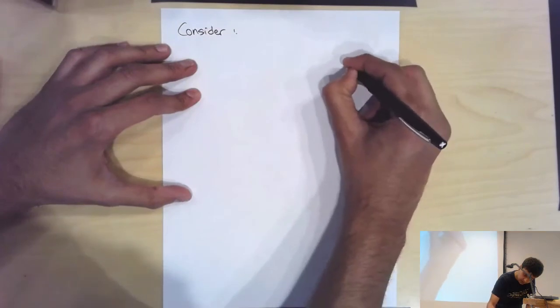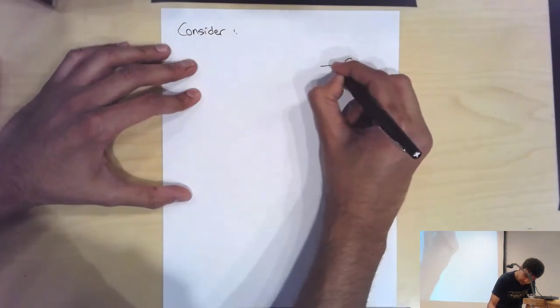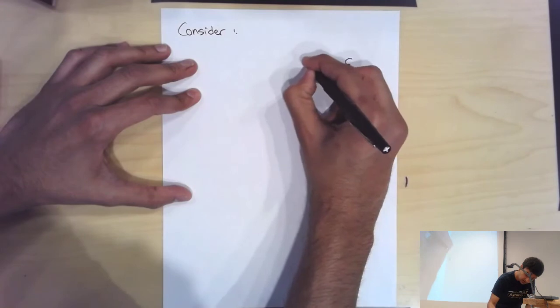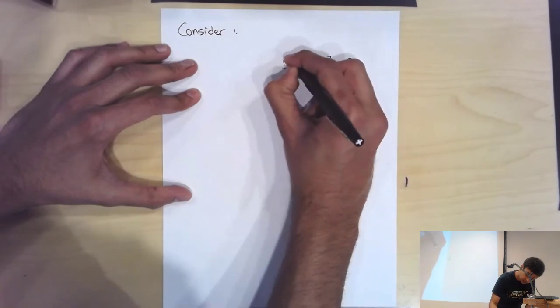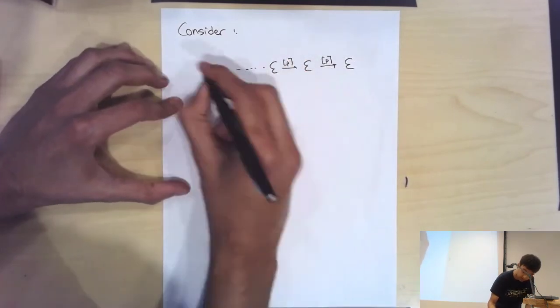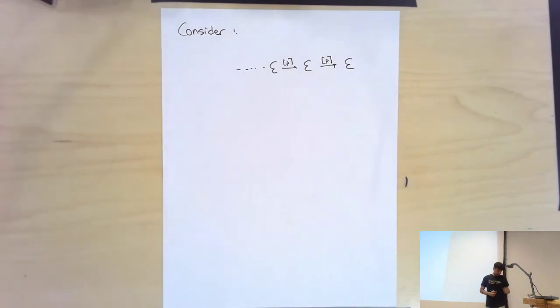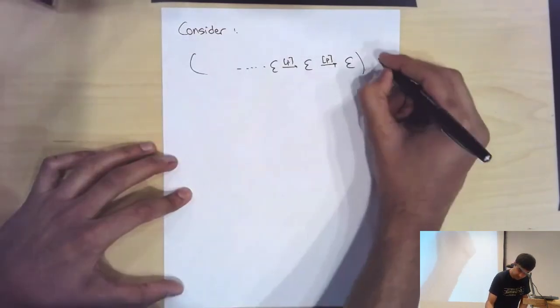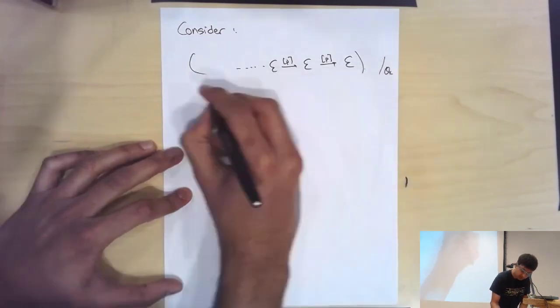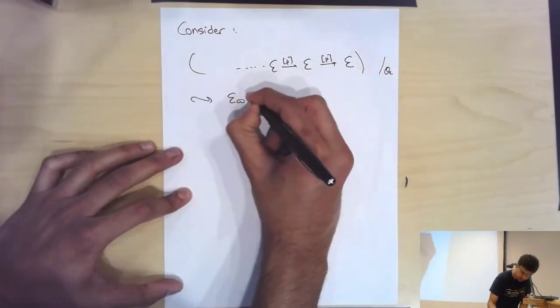So let me call the first elliptic curve E. I have this multiplication by p map. I have the multiplication by p map, and so on. And I have this tower of schemes over O_C, and I set E infinity to be the limit.